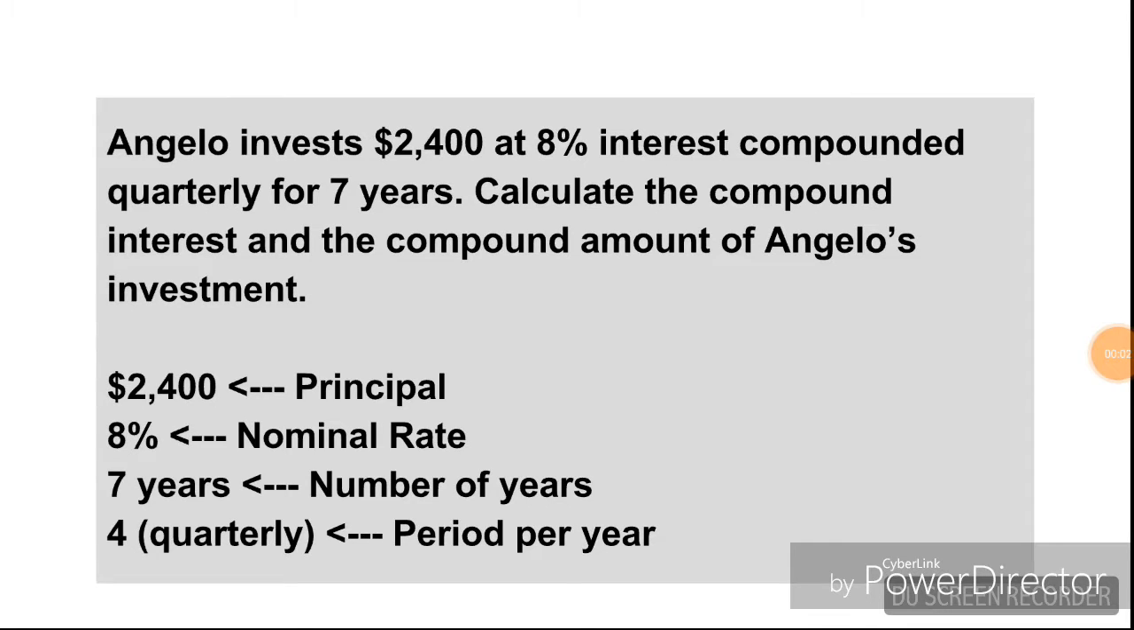Let us consider this problem. Angelo invests $2,400 at 8% interest compounded quarterly for 7 years. Calculate the compound interest and the compound amount of Angelo's investment. In this problem, we have $2,400 as the principal, 8% as the nominal rate, 7 years as the number of years, and 4 as the number of periods per year.